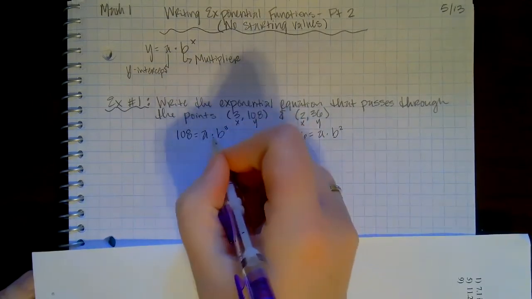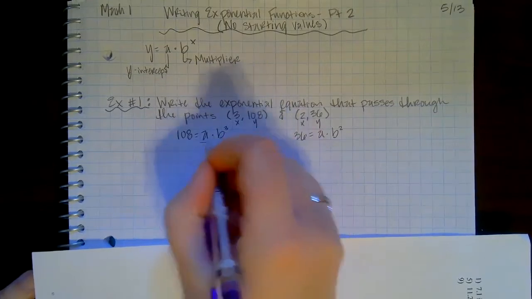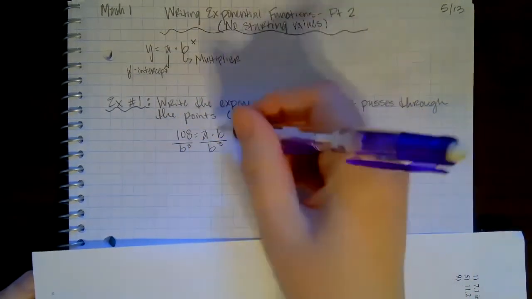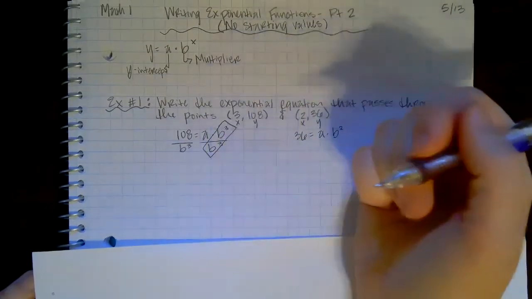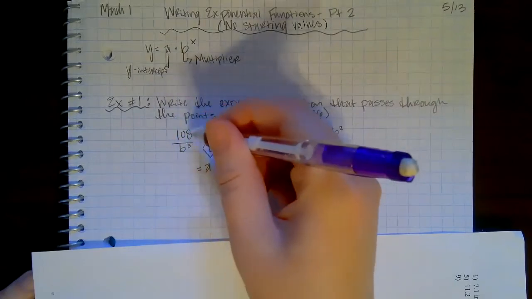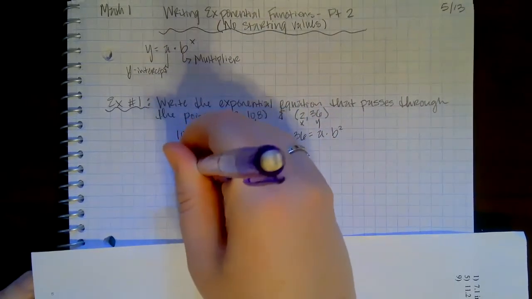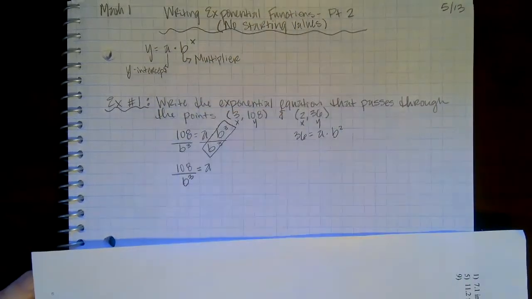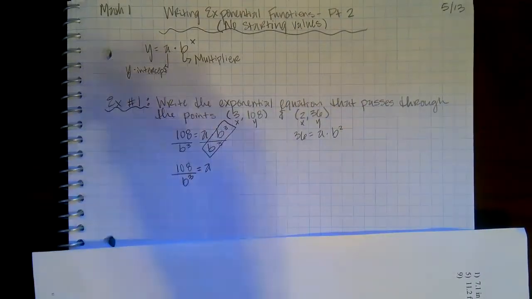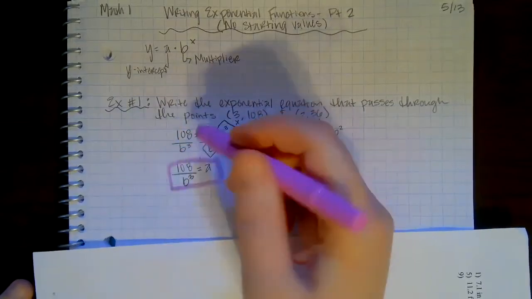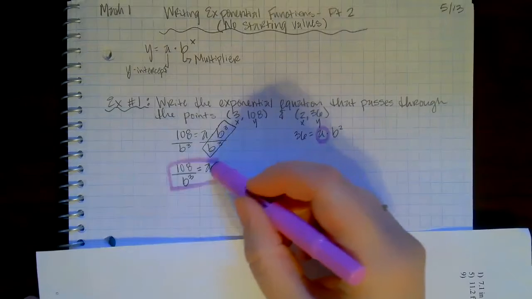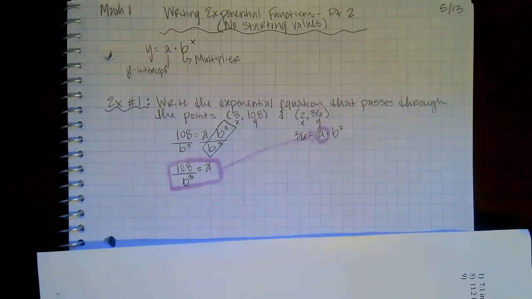So to get a by itself here, this is multiplied by b to the third, so I would divide by b to the third. So b to the third divided by b to the third is just 1. So I can bring down my a. And then I can't divide that because that's a number and a variable, so I'm just going to leave it like that: 108 over b to the third. What I'm going to do now is, this says a equals 108 over b to the third.